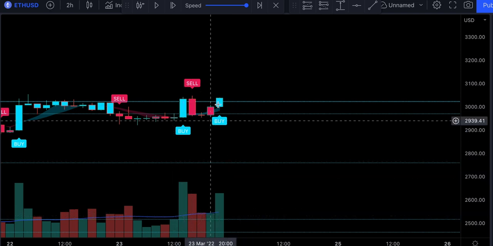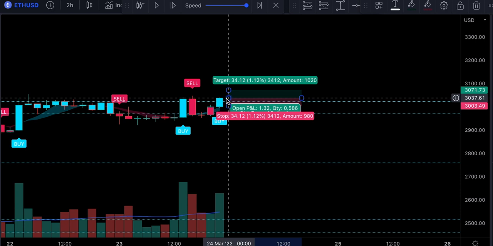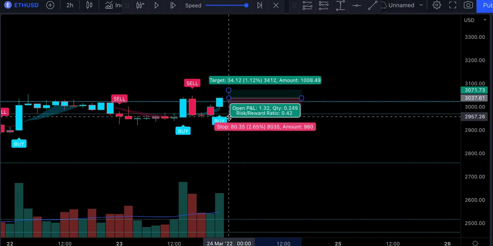Okay, we see all our conditions are met and this is going to be our trigger candlestick. So we're going to place a buy order at the close of this candlestick. Our stop loss will be set at the recent swing low. And we're going to be targeting 1.5 times the risk.